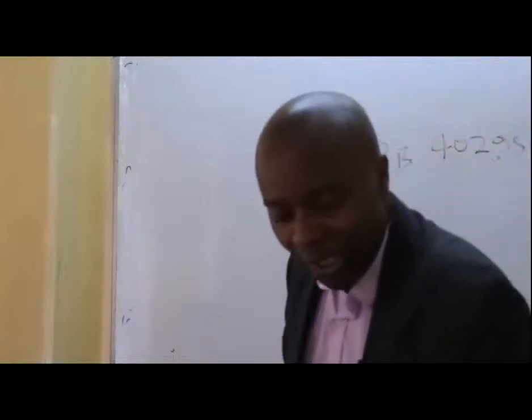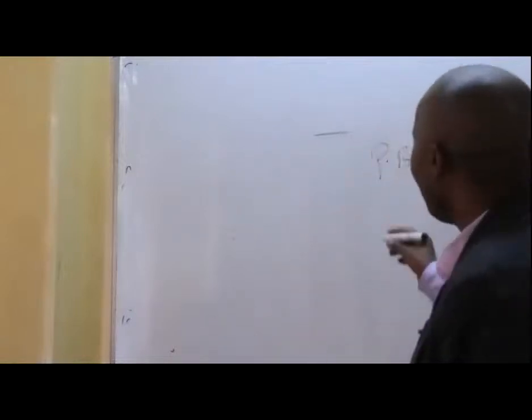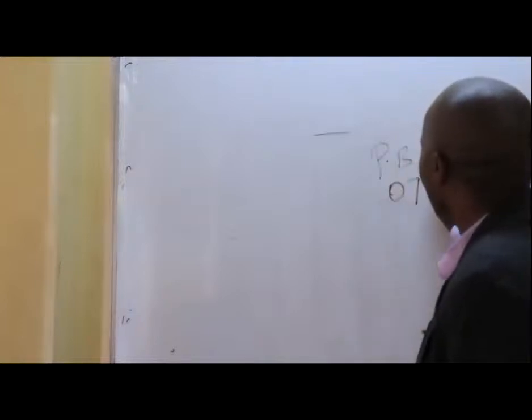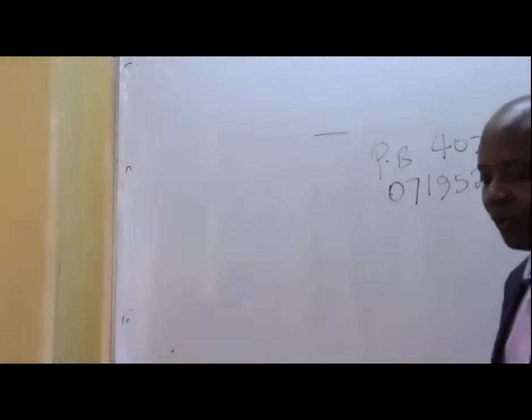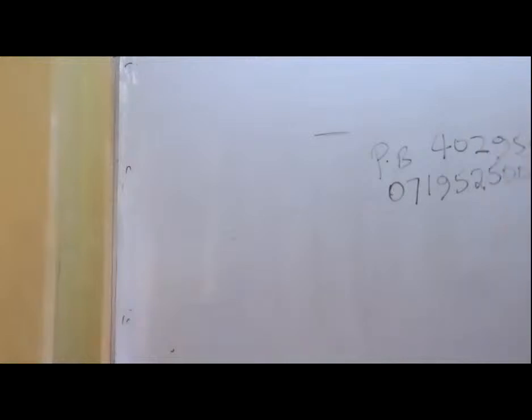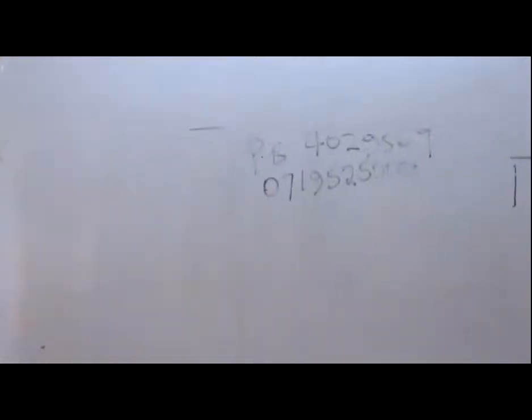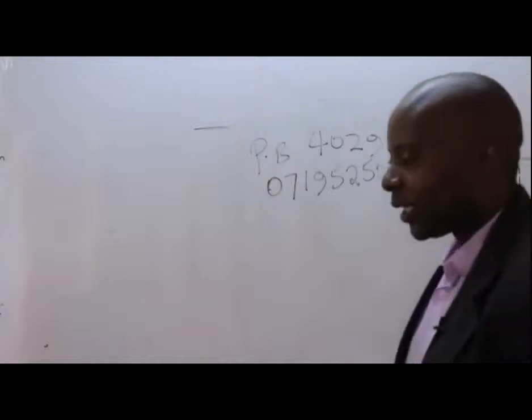And then straight away, once you pay, you need to send us a message to our school phone number, which is 0719 525 000. So pay bill, I'm repeating, 402 9 56 9. Actually, I should even just type this. If I typed it there, it will be much better. And then the phone number is 0719 525 000.